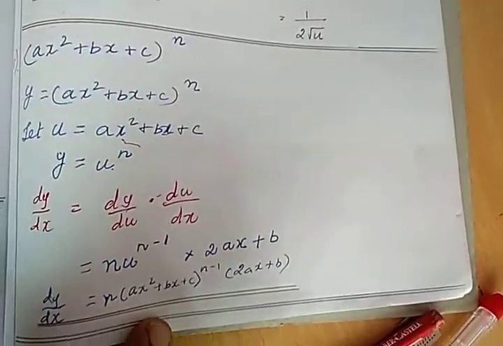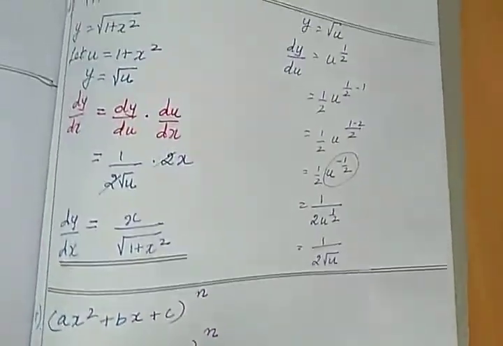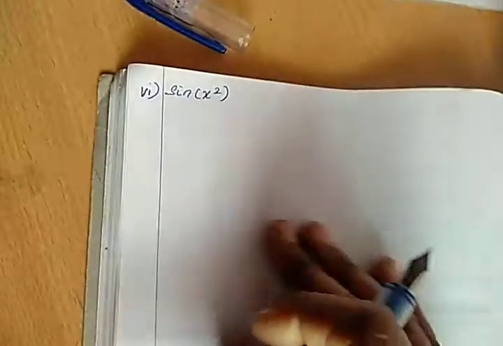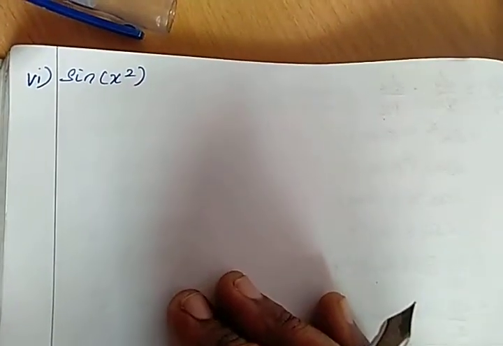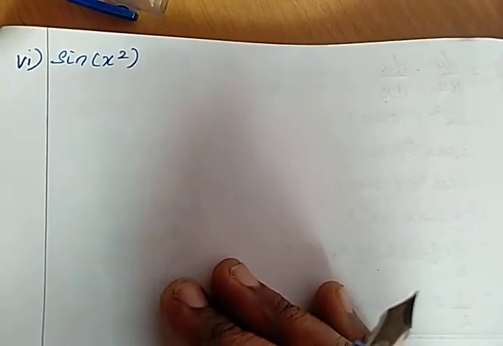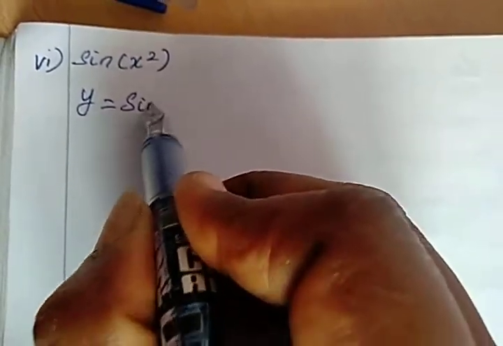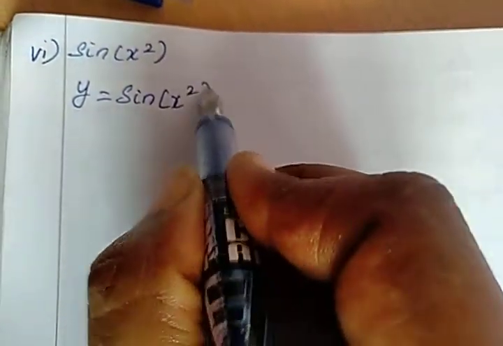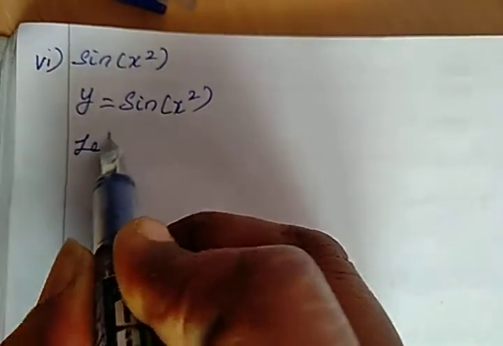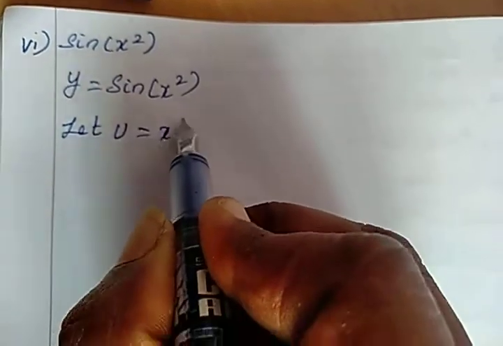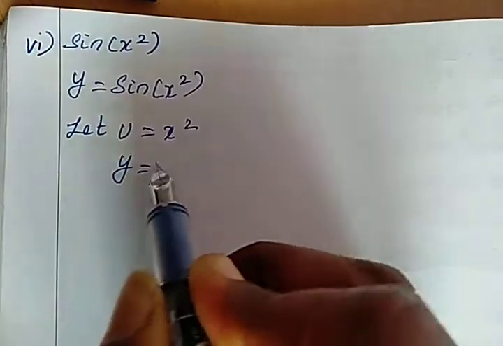After completing the sum, underline the solution. Okay, we shall move on to sum number 6. Sine of x squared. So we will take this as y. y is equal to sine of x squared. So what will be u now? Let u is equal to x squared. Now y will be sin u.